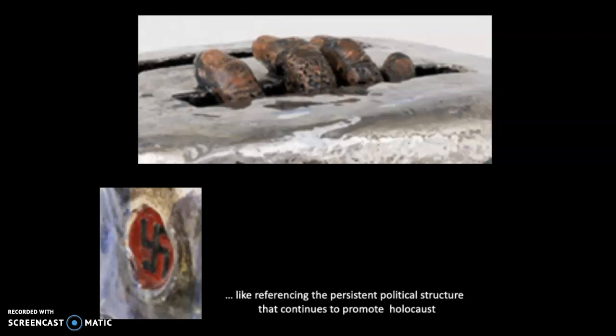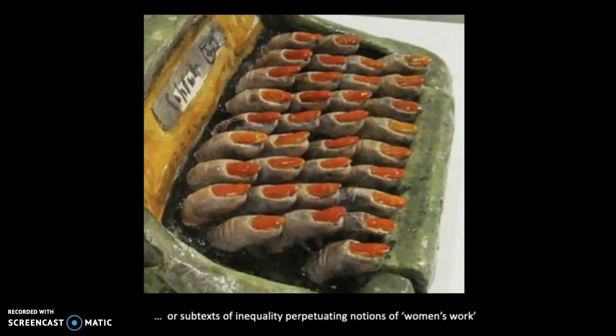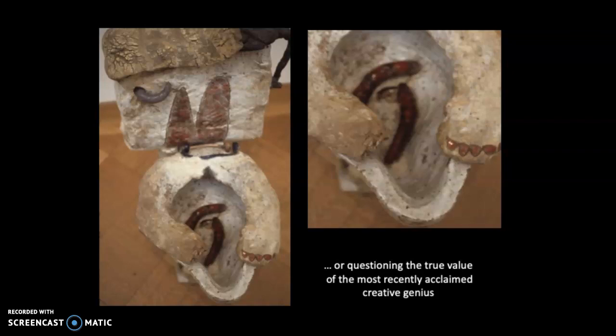Like here with the toasters, references to the persistent political structure that continues to promote Holocaust around the world. But just a simple toaster, and he was poking into whole different areas of subject matter, or the subject of the typewriter being the inequity that's perpetuated through notions of, well, that's women's work and things like that. Of course, the fingers with fingernail polish on them, or questions of true value and who's the most recently claimed and acclaimed creative genius by the artwork or any other authority. So these kind of things, he had ideas about them and not a lot of respect. So with that said, he was a rabble-rouser, there's no doubt.